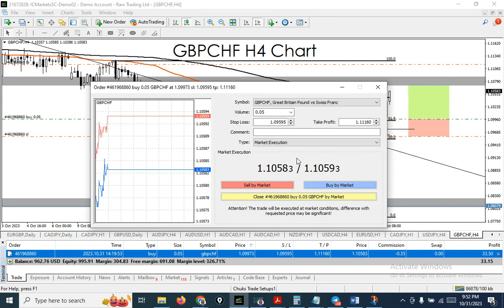Select market execution. When you come here, you'll now be able to change this your lot size. You will now be able to change this your lot size to 0.025. That is to say, you want to take out 50% of your position away from this trade. Remind you, this is where your take profit is.